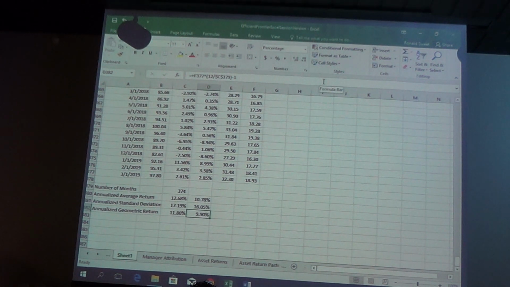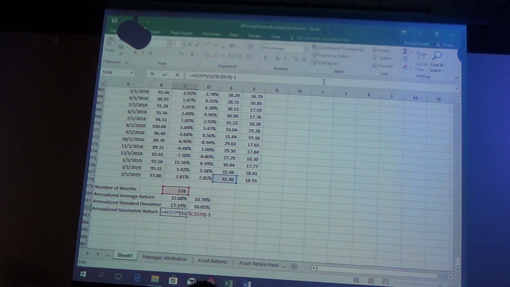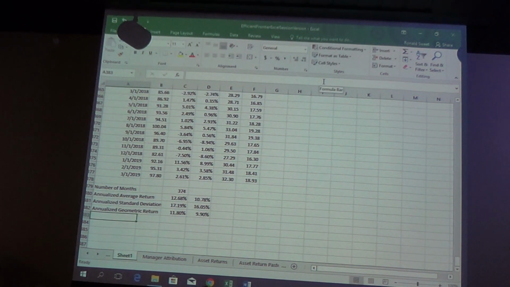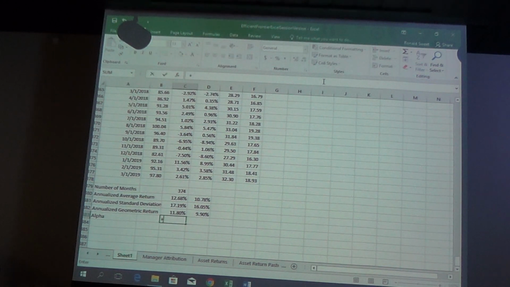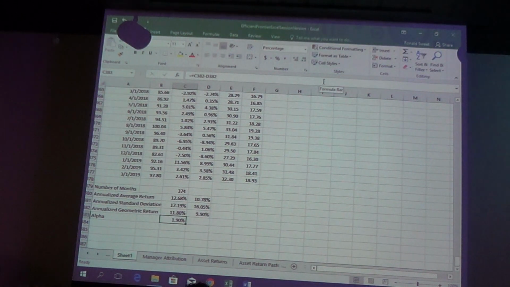I'll show you the USA one here in a second. So hopefully you remember from the investment class, you geometrically link them, you take the last number, raise it to the 12 over the number of periods, minus 1, and it gives you your geometric return. It also is going to give you the alpha, because we calculate alpha off the geometric return. So you just take your fund's return minus the benchmark, and you can see that their alpha is 1.9%.